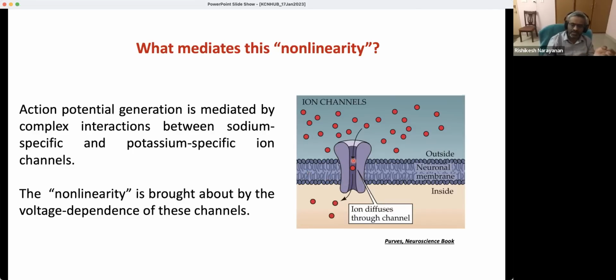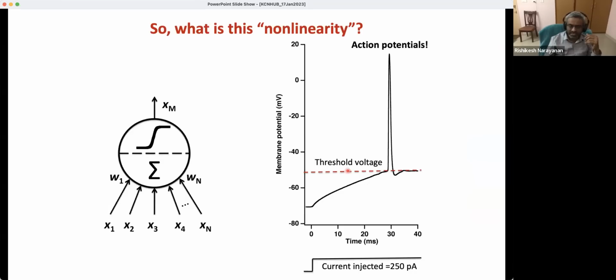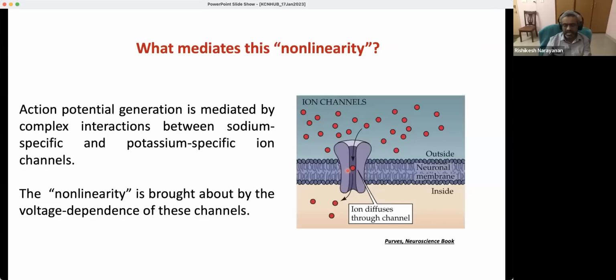And as it turns out, the nonlinearity is specifically consequent to the voltage dependent properties of these ion channels. If you put voltage on the x-axis and the open probability of these ion channels on the y-axis, you would see some kind of a sigmoid, which is what mediates this nonlinearity. And the point at which the sodium channel opens is what contributes to the threshold present in these neuronal structures.